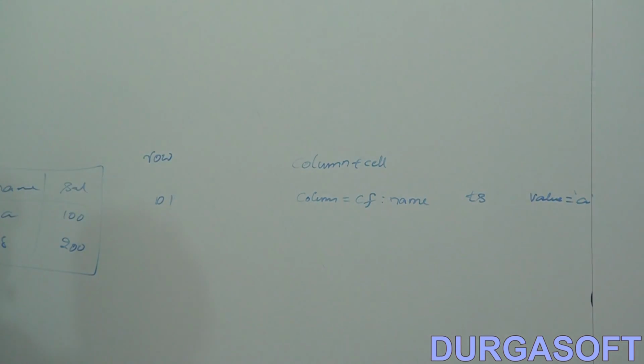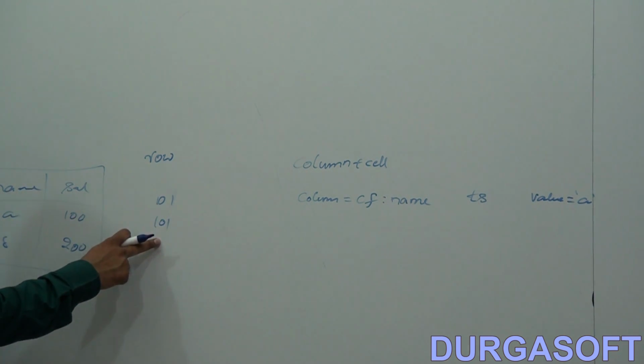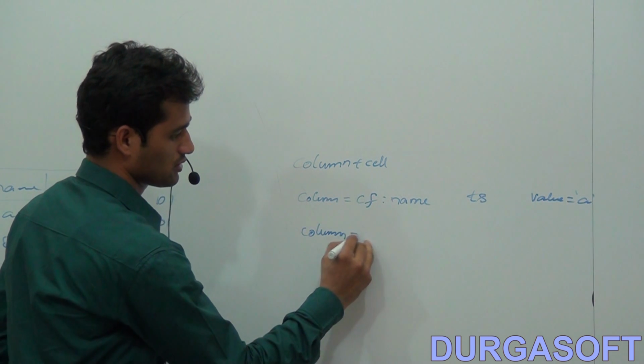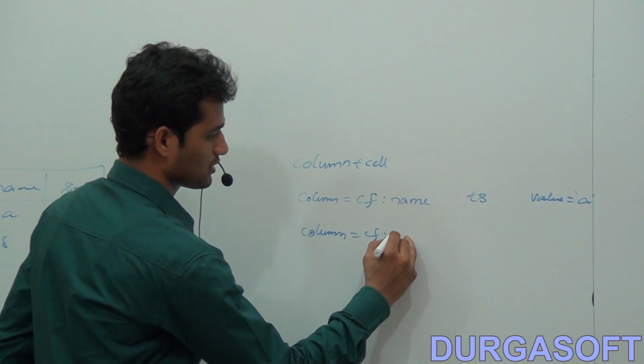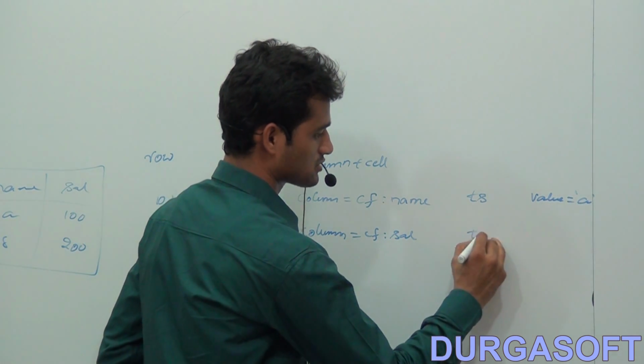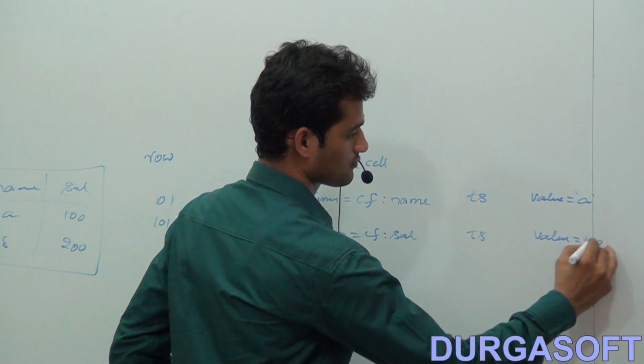Next, again it is taking 101. You may have a doubt: sir, it took only name, but what about salary? Again it takes 101 for the same ID. Again the column is CF colon salary, and it gives some timestamp. Again it gives the value, which is 100.